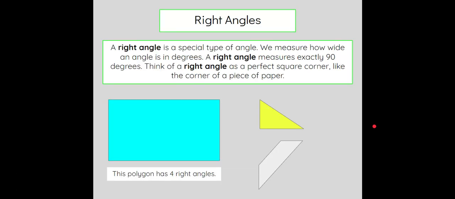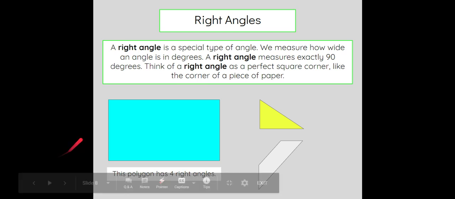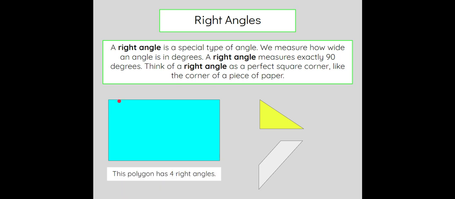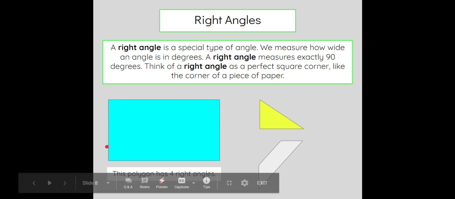Next vocabulary word is about a very specific type of angle called a right angle. A right angle is a special type of angle because it is exactly 90 degrees. We measure how wide an angle is in degrees, and a right angle is exactly 90. So think of a right angle as a perfect square corner, like the corner of a piece of paper. You could actually draw a square by adding 2 lines to your corner, and it would make a perfect square. So this polygon actually has 4 right angles. You can make a perfect square in every single corner.